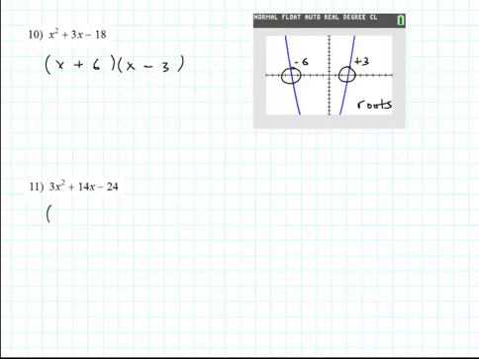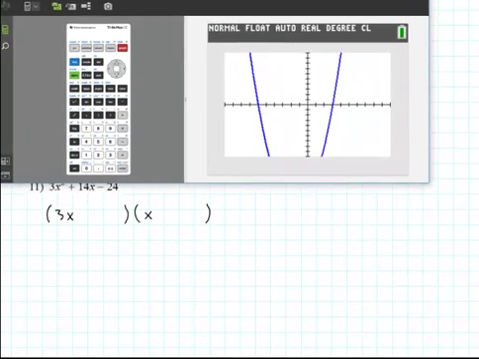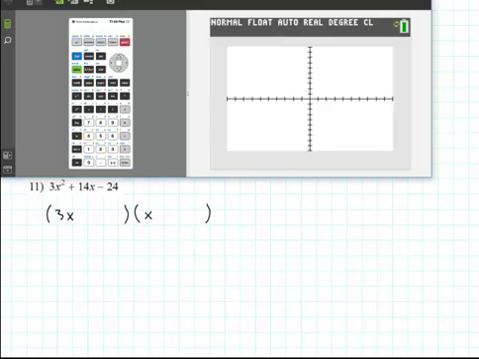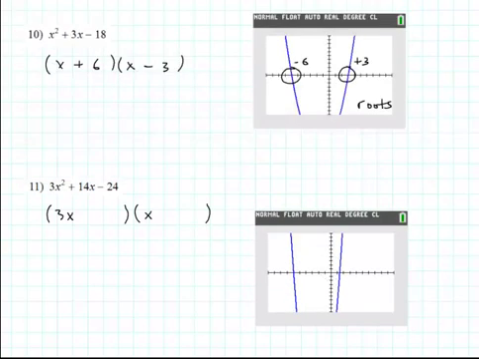Problem number 11. Set up two sets of parentheses. Split your 3x squared into a 3x and an x. Go back to my graphing calculator. Y is equal. Let me clear that. Here we have a nice solution. It's negative 6 also. And here we have a fractional solution right there.